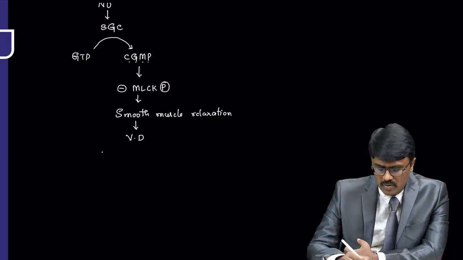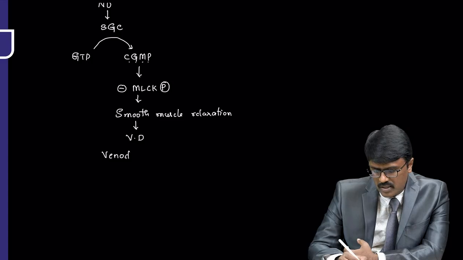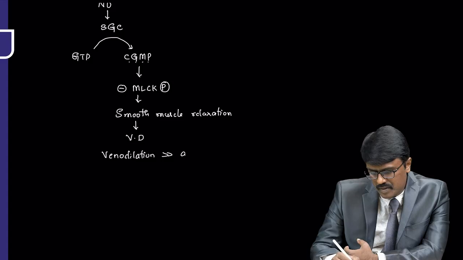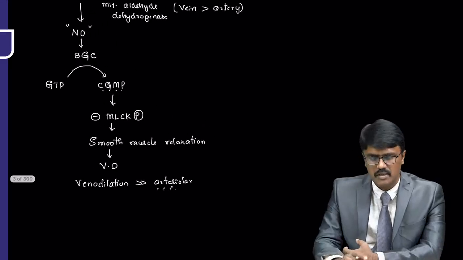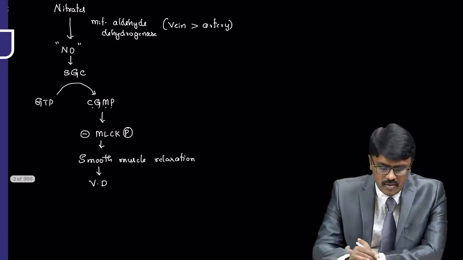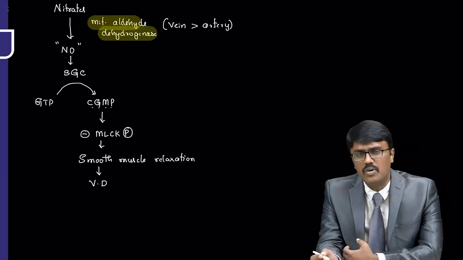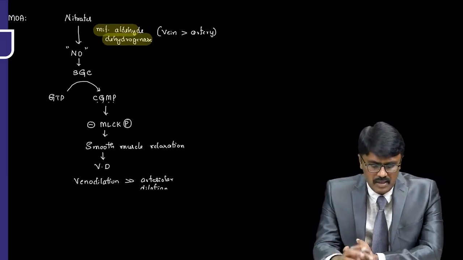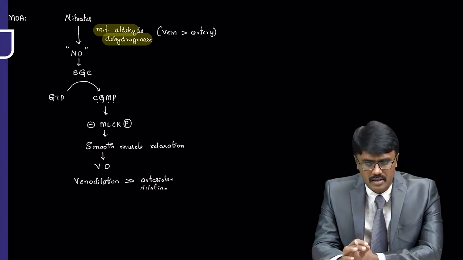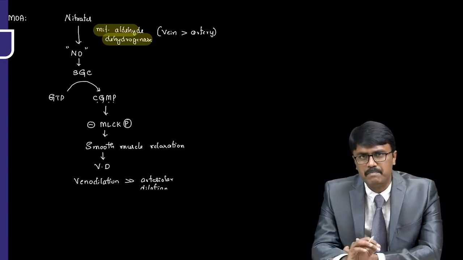Now which dilation is more? Venodilation is more compared to arteriolar dilation. I told you the reason. What is the reason for that? The reason is simple. The enzyme, that is mitochondrial dehydrogenase, is more in the vein. So basically they will ask you these questions. Nitrate, what is the mechanism of action?